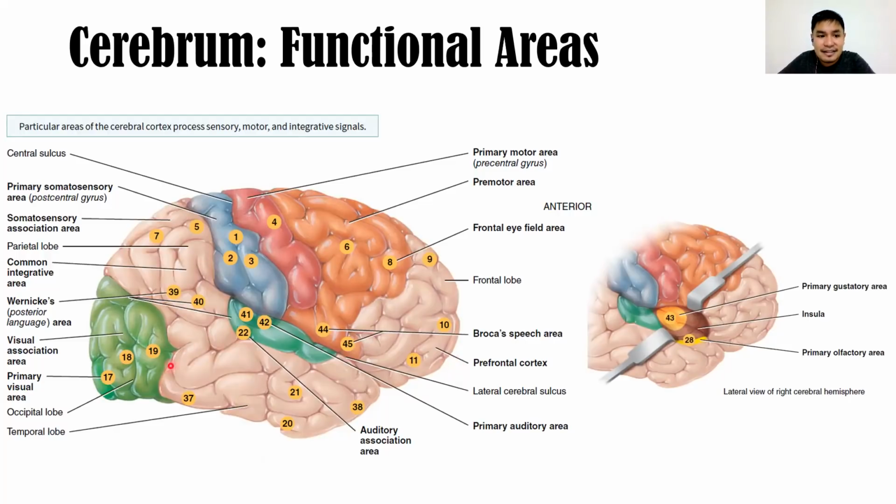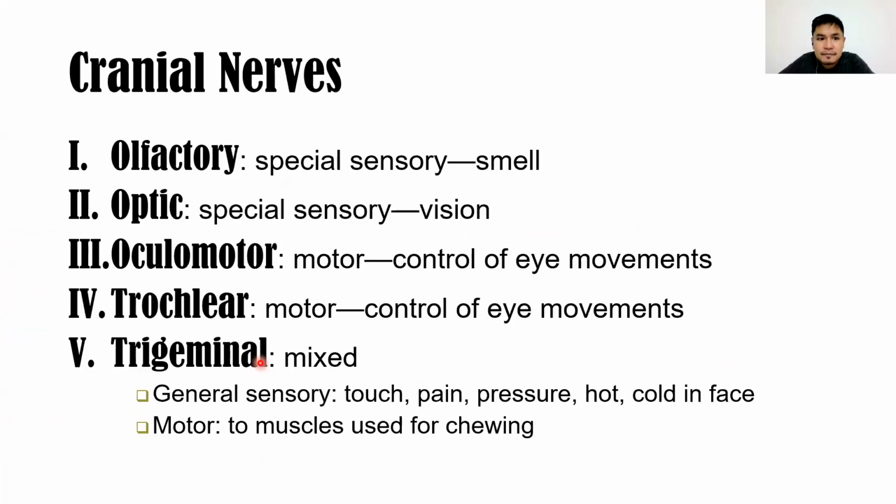Okay, so there are different areas of sensory, motor, and integrative signals located in the brain. For example, in the occipital, the primary visual area. So, frontal lobe. This would be your parietal, occipital, and your temporal lobe. And we proceed with the cranial nerves.